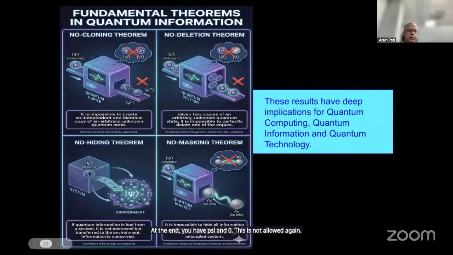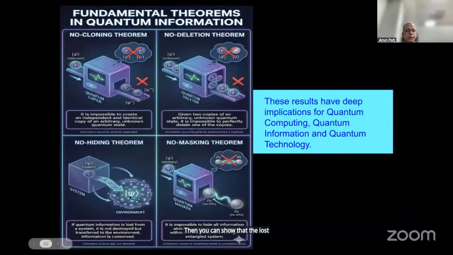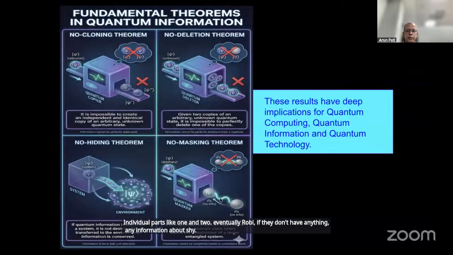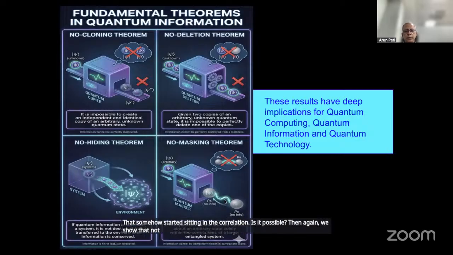In no-hiding, something happens to the system, and then at the end you lose everything. But then you can show that the lost information simply gets transferred to some part of the environment. And in no-masking, you have an input and you map it to a larger system so that the individual parts, like 1 and 2, the density matrices rho A and rho B, don't have any information about psi. Somehow psi is sitting in the correlation. Is it possible? Again, we show it is not possible to keep it only in the correlation.